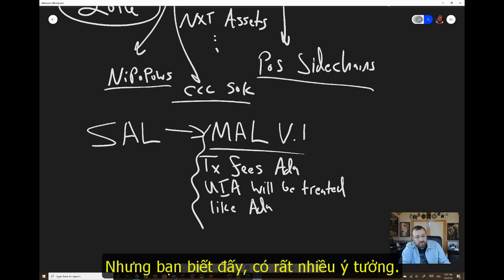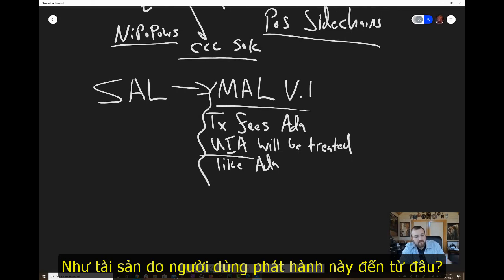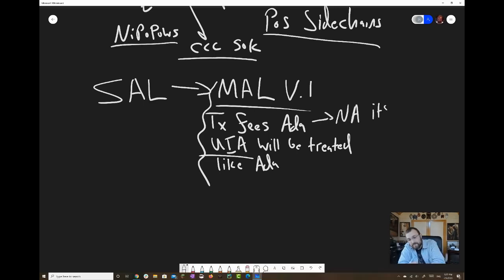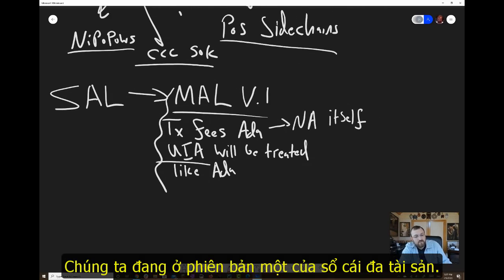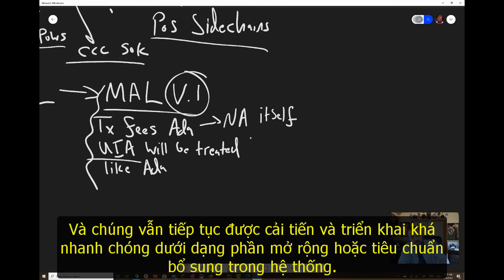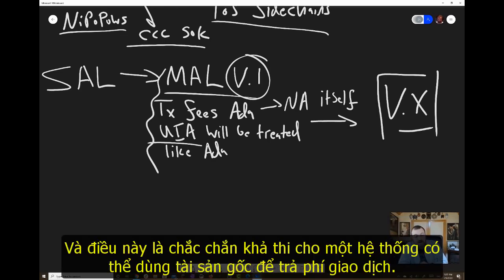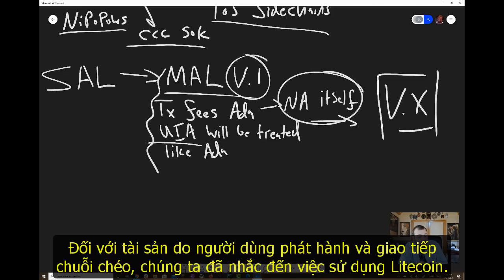But, there's a lot of ideas like where do these user-issued assets come from? And also, can we have our transaction fees in the native asset itself? So right now we're in version 1 of the multi-asset ledger, but as with all things, we intend on having future iterations of this, and they can be rolled out pretty rapidly as extensions or additional standards in the system. And it's definitely possible to imagine a system where the native asset itself actually pays transaction fees. And also, when we talk about user-issued assets and cross-chain communication, you may have noticed that I've been talking to the Litecoin guys.